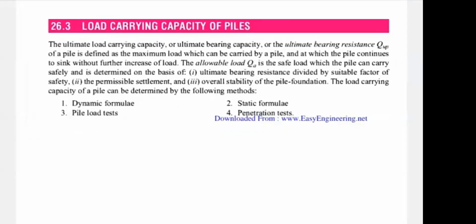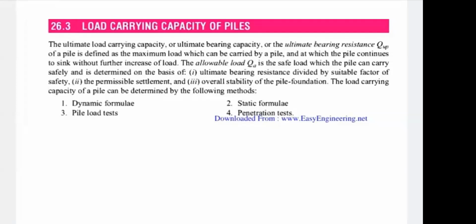So, let's see how to determine the load carrying capacity. The ultimate load carrying capacity, also known as ultimate bearing capacity or ultimate bearing resistance, Qup, of a pile is defined as the maximum load which can be carried by the pile and at which the pile continues to sink. We have already dealt with the ultimate load carrying capacity. We know this definition already.